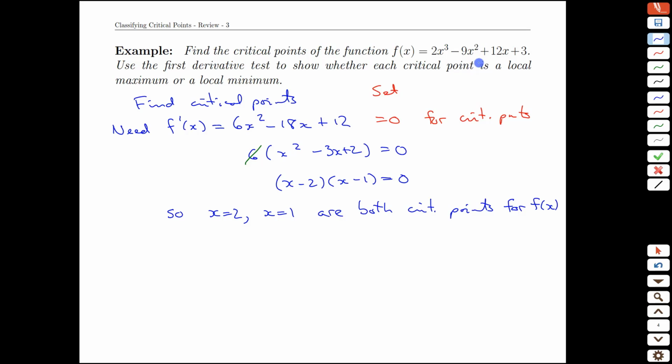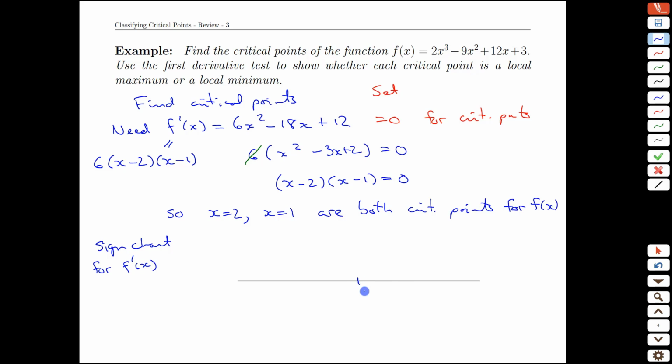To apply the first derivative test, what we can do is look at the first derivative, and we've got to be a little bit careful here. We could also write this first derivative in the factored form, 6 times x minus 2 times x minus 1. So f prime of x can be written in a factored form. And then what we can build is a sign chart for f prime of x. We know that there's two points, x equals 1 and x equals 2, where f prime of x is equal to 0. Those are our critical points. And then we're interested in what happens in between.